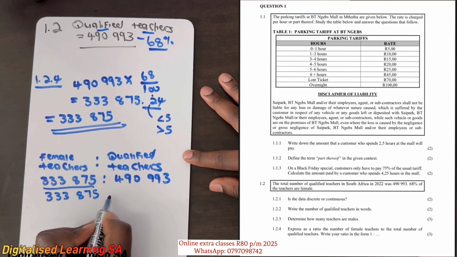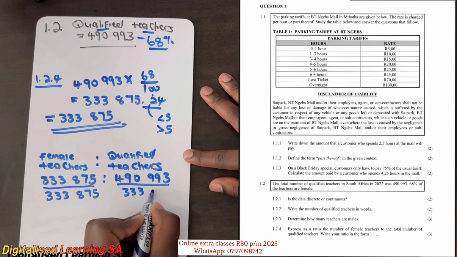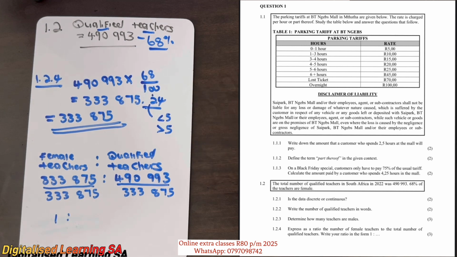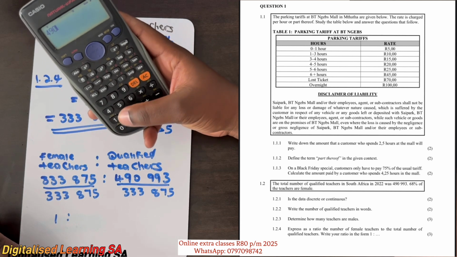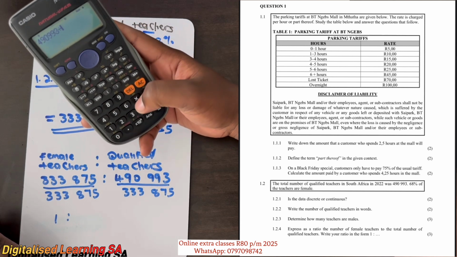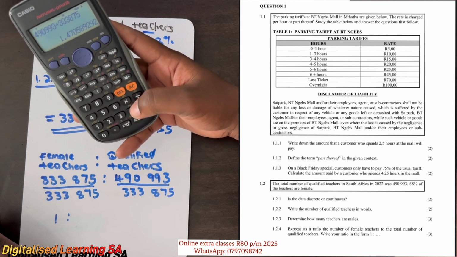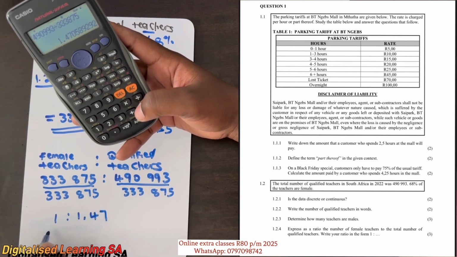And what we do on the left hand side, we also do on the right hand side. So even this side, we are going to divide by 333,875. And when you divide the two, our answer will be 1. And now let's go ahead and divide the other side. So we are going to say 490,993 divided by 333,875. And our answer will be 1.47. And this will be our ratio.